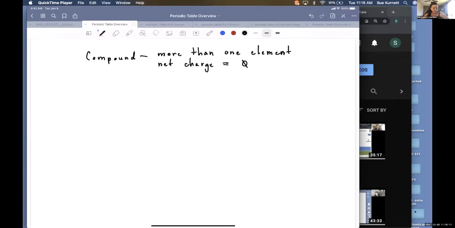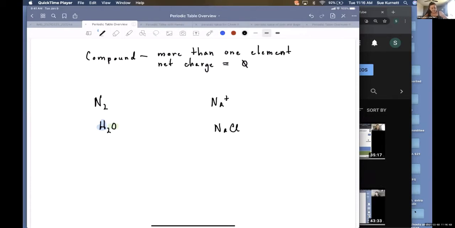So this is not a compound because it only has one element. This is a compound because it has both hydrogen and oxygen, and I don't see any charge. This is not a compound. That's an atom that has lost one electron, so it has a +1 charge. That's an ion. This is a compound.